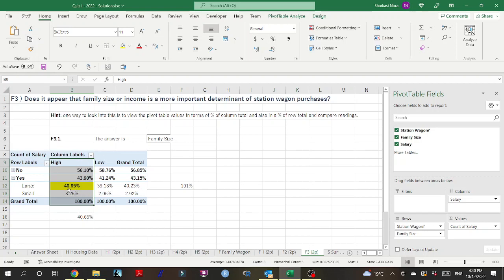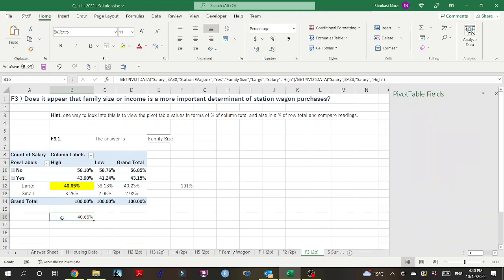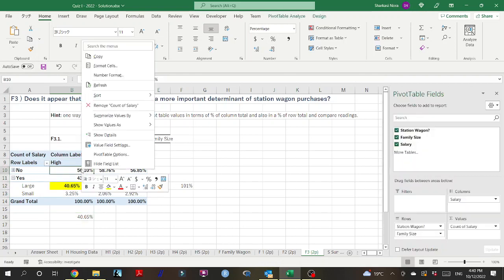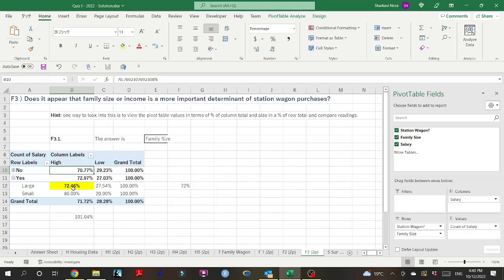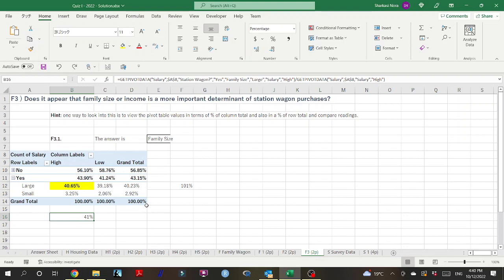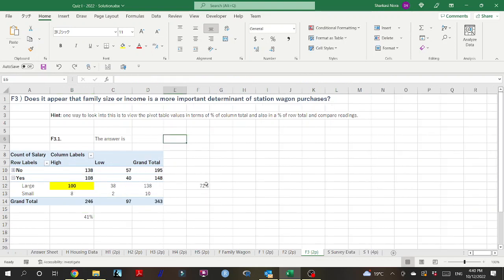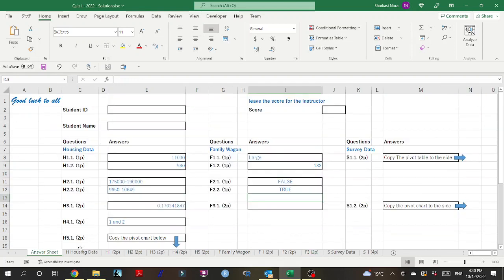So it is the reverse order. So now you need to keep in mind that this is 40, the percentage. And then again, you summarize it by here 72, here 72 point something. So then you can keep in mind which one is which, and so on. Or you can do it manually like how we used to do it in the class. All right, so the answer is family size. Okay, so this is F3.